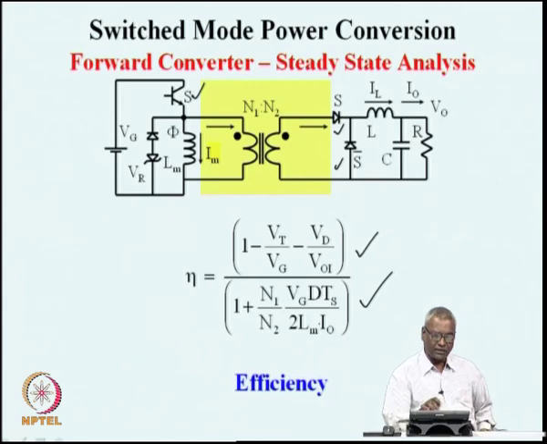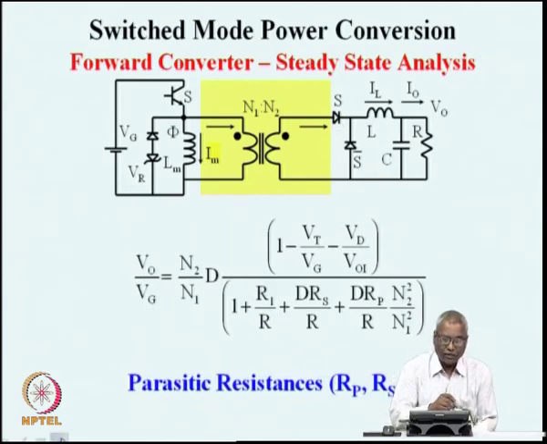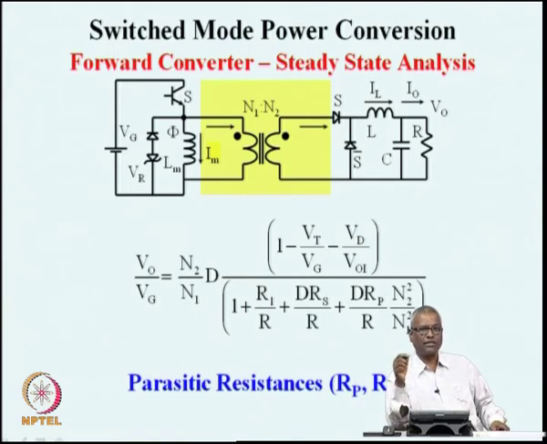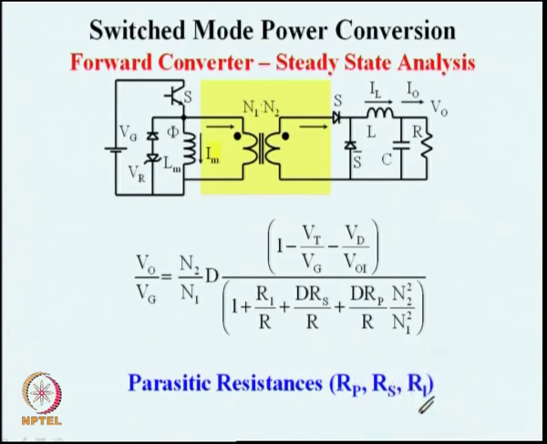So, efficiency is this composite number here. If there are resistors on the parasitic paths, for example, the primary has a resistance, the secondary winding of the transformer has a resistance, and the inductor has a resistance. If such resistive paths are there, all that we have to do is write the volt-second balance equation again, keeping in account the drop in voltage on account of Rp, Rs, Rl and so on.